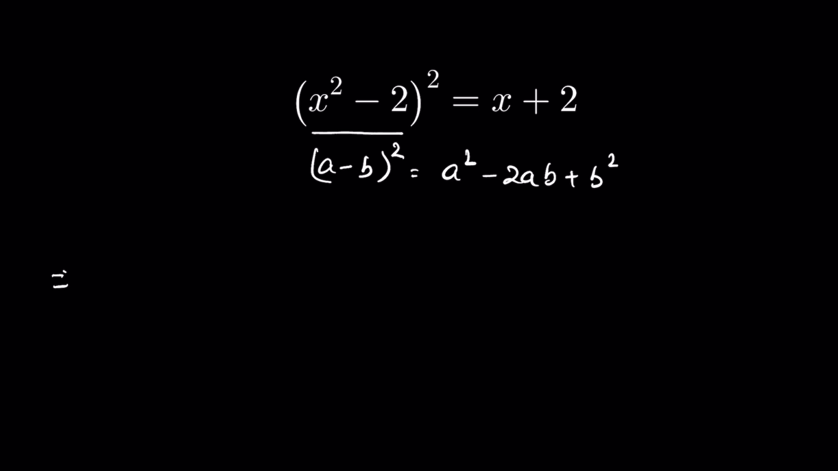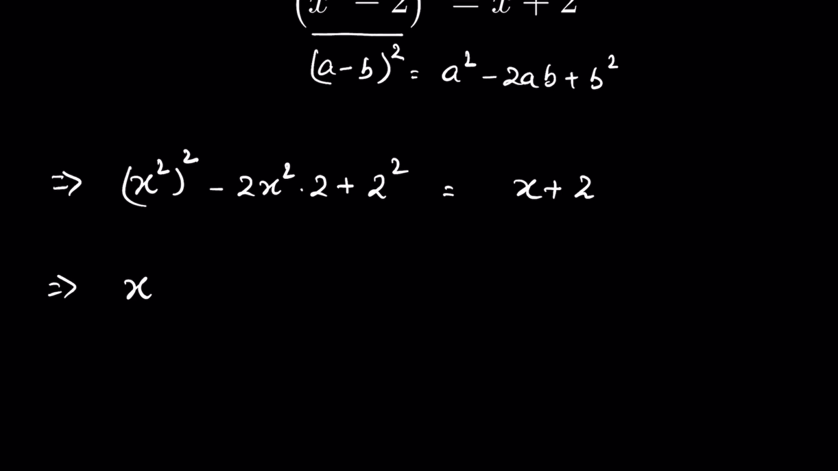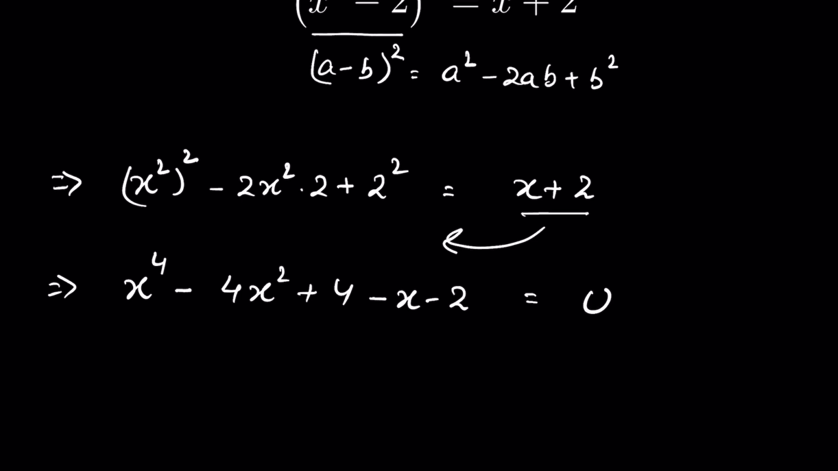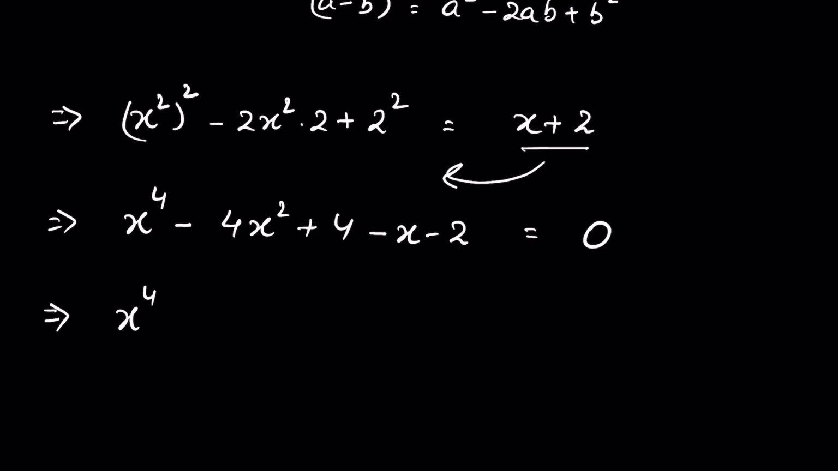So we can write it as (x²)² − 2 times x² times 2 + 2² equals x + 2, or it is x⁴ − 4x² + 4. Send x + 2 to the left hand side, then it is − x − 2 equals 0, or x⁴ − 4x², 4 minus 2 is 2, so − x + 2 equals 0.